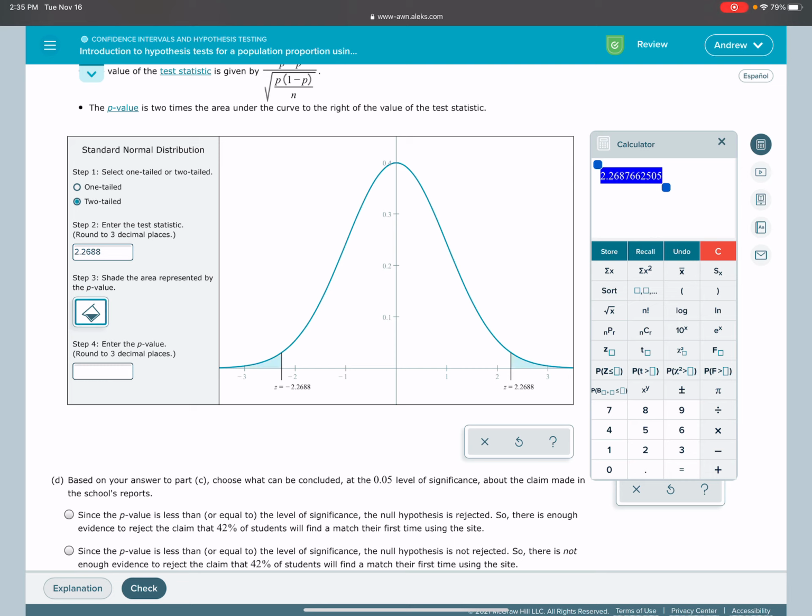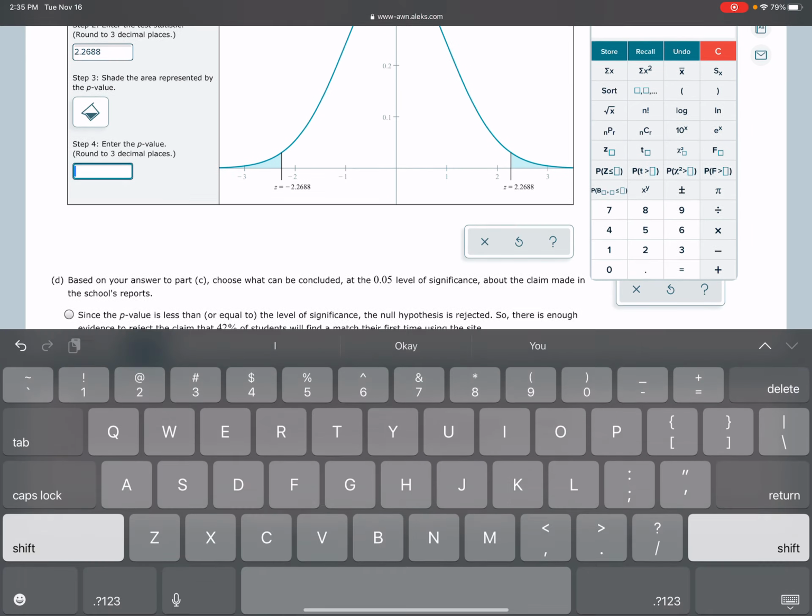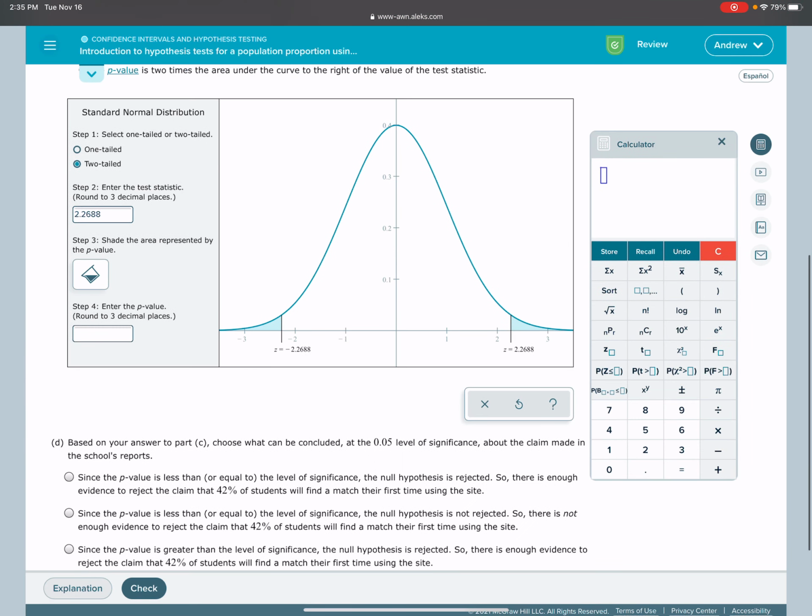Is it going to let me? There, it did it. And then it says enter the p-value. To find the p-value here, hopefully you remember this from chapter 7. I'm going to go by it quick. If not, go back and watch one of those videos. But the easy way to do this is I do p of 2.2688. That goes to the left of the positive one, and I subtract the negative one.